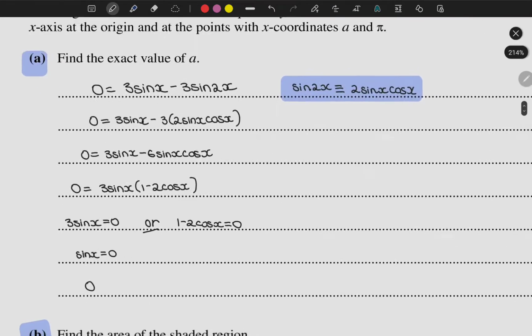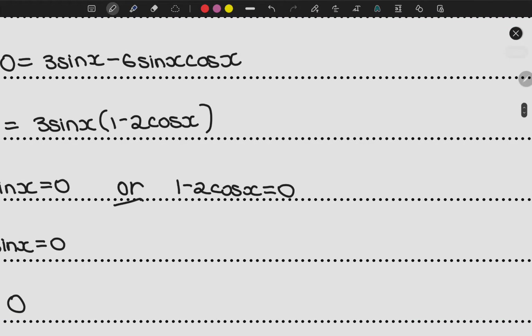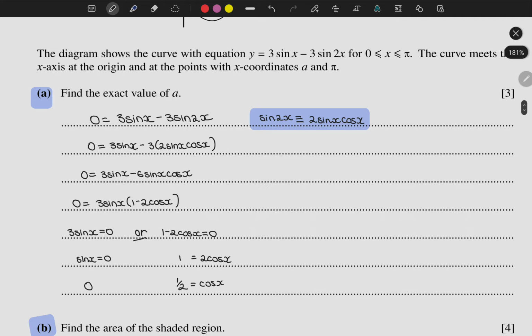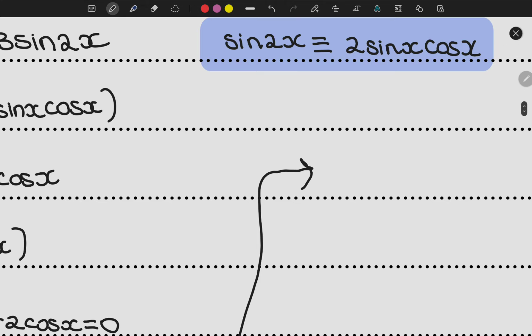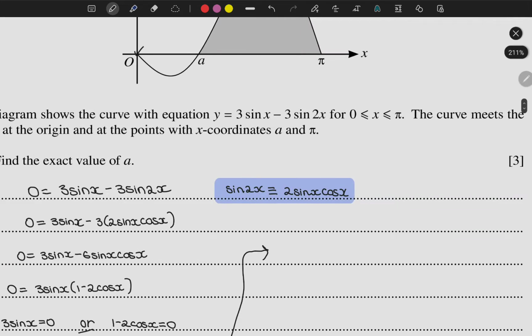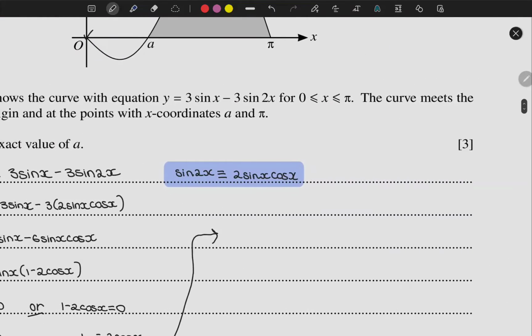Okay, so now we still haven't found a. If we bring this over, 1 is equal to 2 cos x, and then cos x is equal to a half. Okay, so I'm just going to carry on here. If we try to find that angle, it's in radians, let me check I'm in radians. So it's going to be inverse cos of a half, which is just, I think, pi over 3. So x is equal to pi over 3.